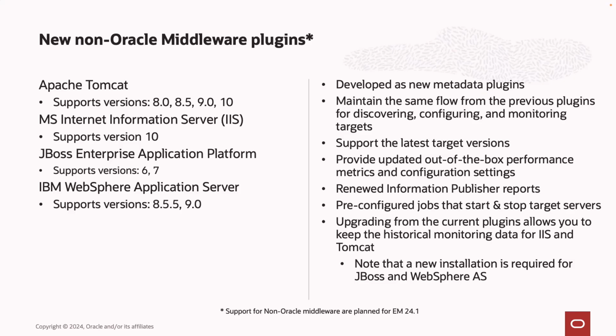That is because currently they are a part of the FMW plugin in Enterprise Manager 13.5, while the new plugins are metadata plugins. So if you have JBoss or WebSphere targets today in Enterprise Manager 13.5, when you upgrade your Enterprise Manager platform to 24.1, you will need to use the new plugin to rediscover them as new targets, and historical metric data will not be preserved in this case.